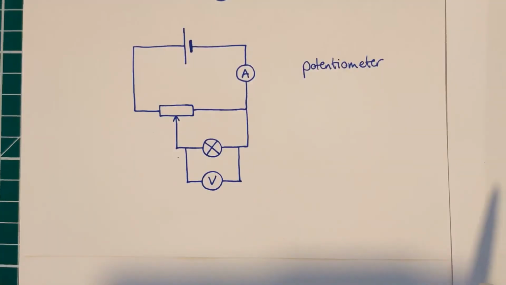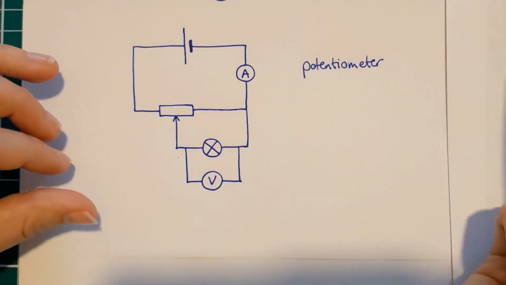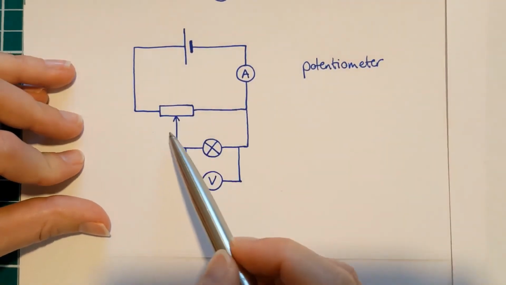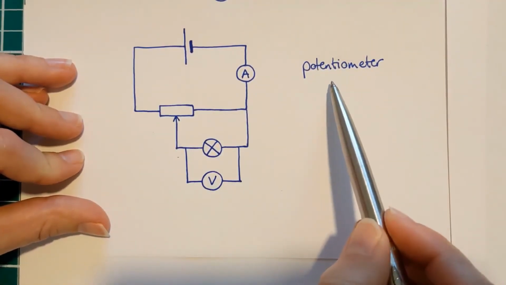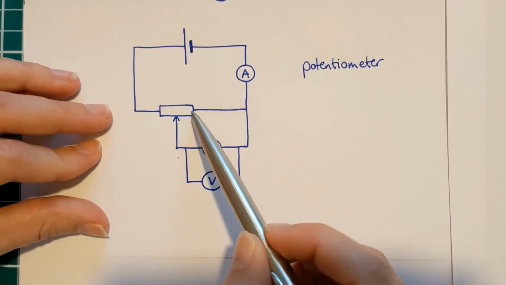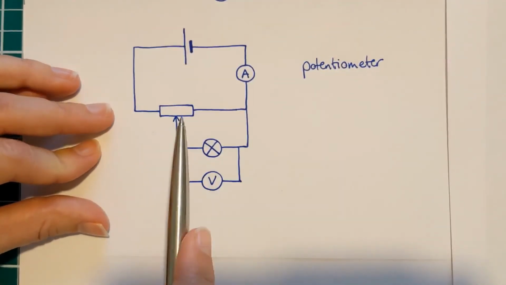So how might you get these graphs? Well, this is the circuit that you want to use. And this thing here is your potentiometer. All it is is a resistor with a sliding contact.